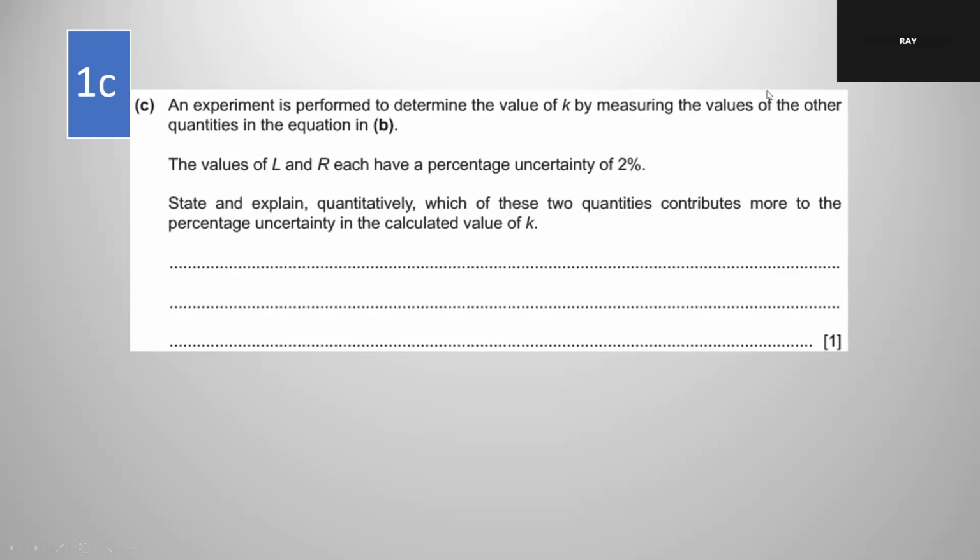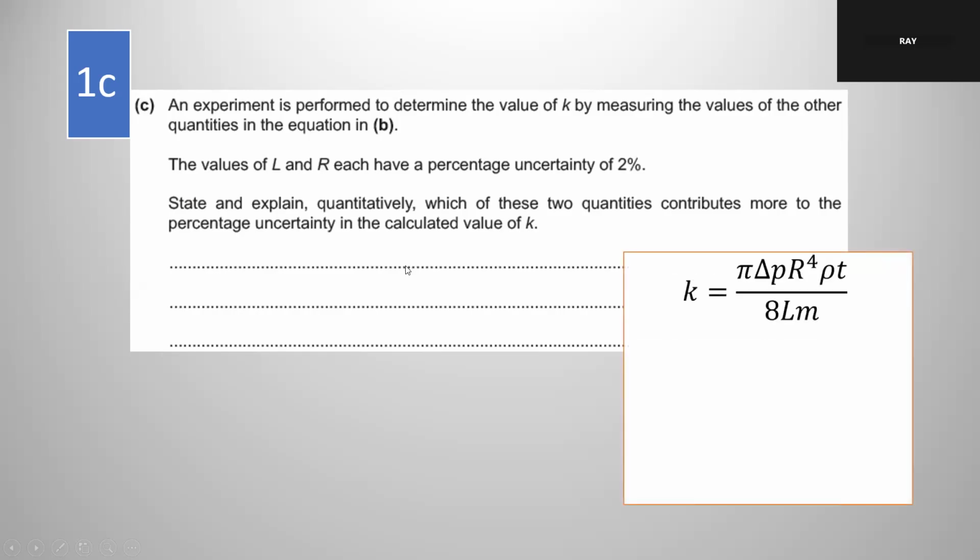In an experiment performed to determine the value of K by measuring the value of other quantities in the equation, the value of L and R each have a percentage uncertainty of 2%. State and explain quantitatively. That means you have to use maths already, no choice. Which of the two quantities contribute more to the percentage uncertainty and calculate the value of K? So go to the formula.